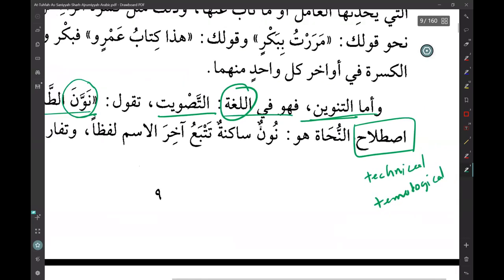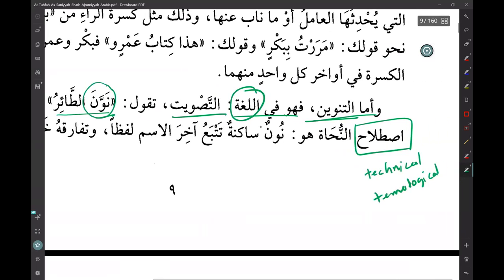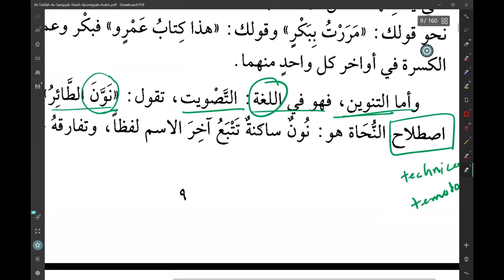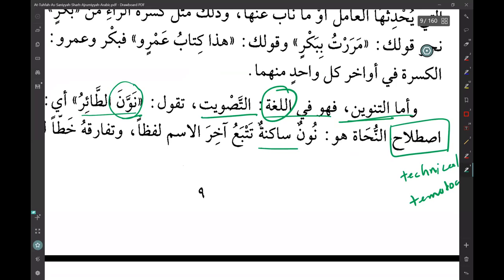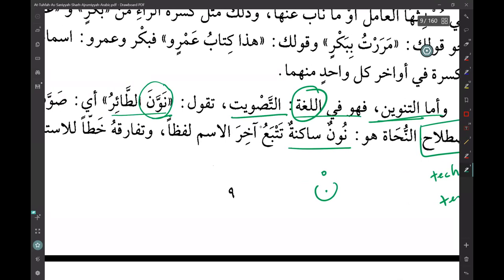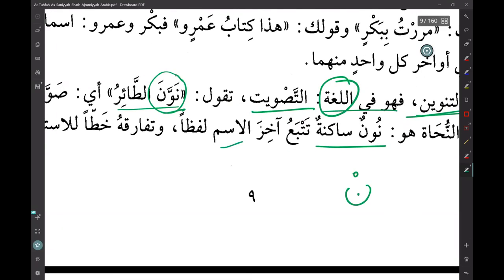Okay, so the linguistic context is what? It is a sound, and the technical context is what? It says, look, nun sakina. What is nun sakina? This is your nun sakina. You have a nun and you have a sukun on the top. تتبع آخر الاسم لفظا. It follows, you can say it follows at the end of a noun, ism, lafdhan.